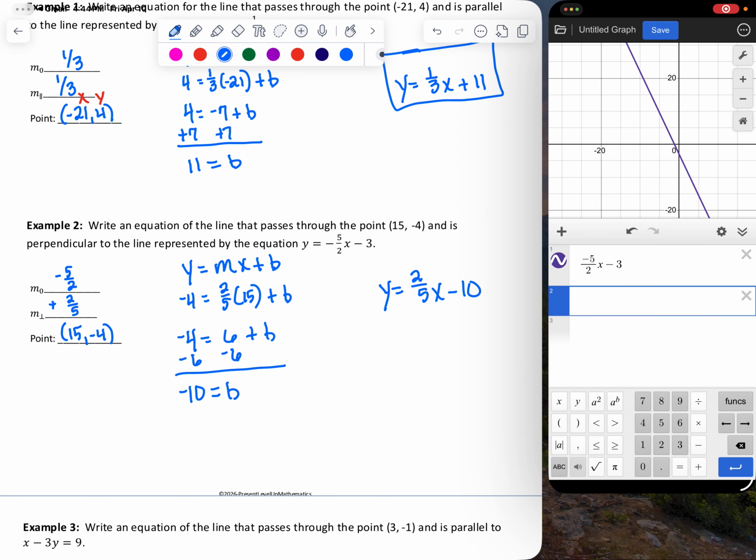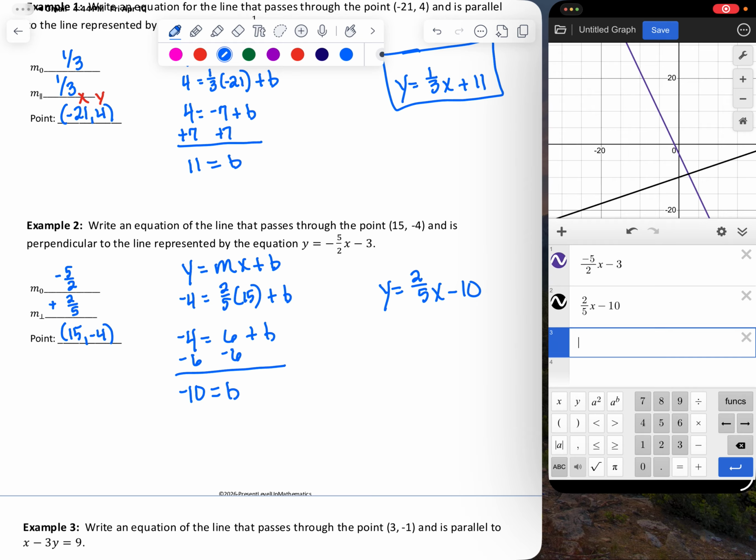Now let's check that. So 2 over 5 x minus 10. And then we're going to check the point 15, comma, negative 4. Label.